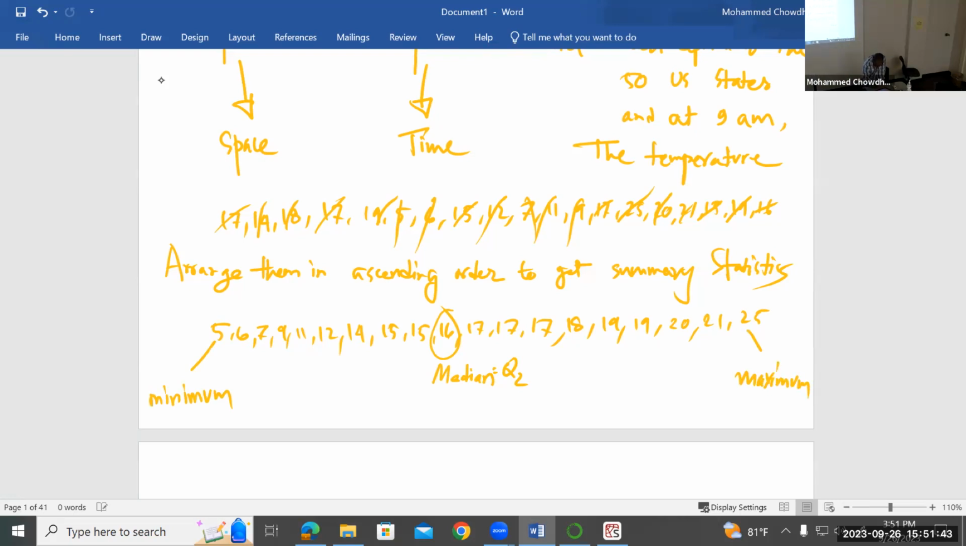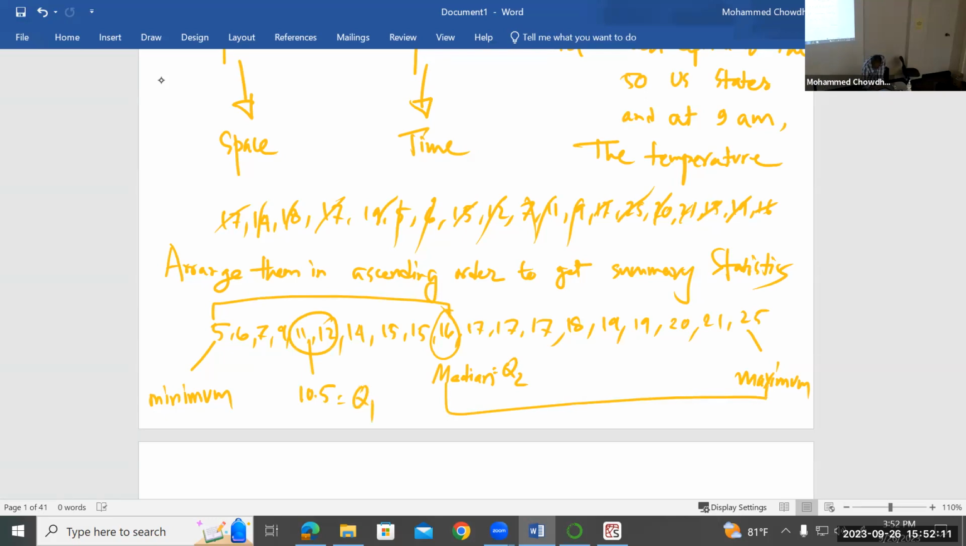Okay. So now I have to consider the middle of this. And then I have to consider the middle of that in order to find the median. That will be the first quartile. So how many is in there? 1, 2, 3, 4, 5, 6, 7, 8, 9, 10. So that means these two, 11 and 12, their average is 10.5. So this is my first quartile.